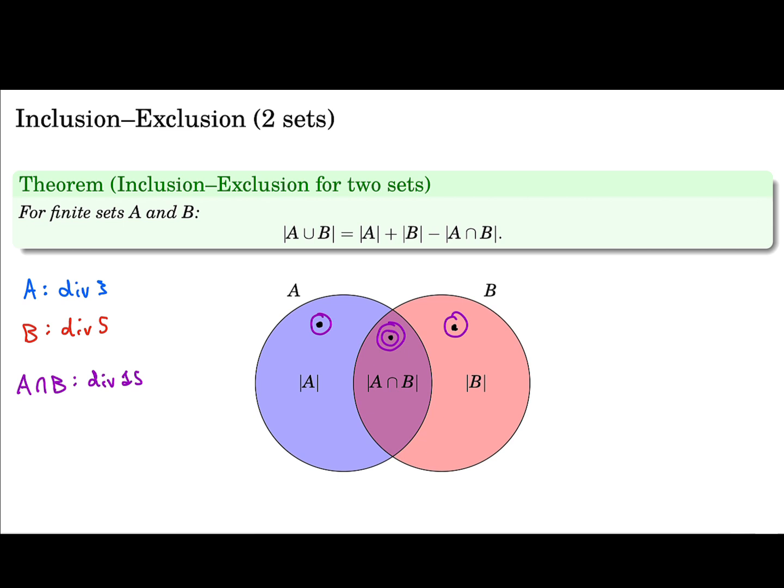And so the main idea is simple. Add the 2 counts and subtract the overlap. In the example we saw before, this was 33, this was 20, and the overlap was 6. And so the count is going to be 33 plus 20 minus 6, which is 47.